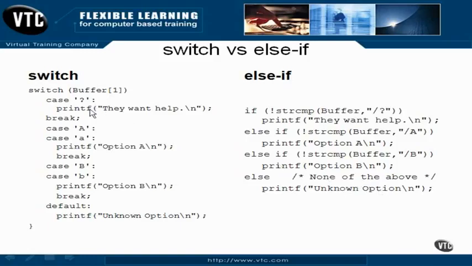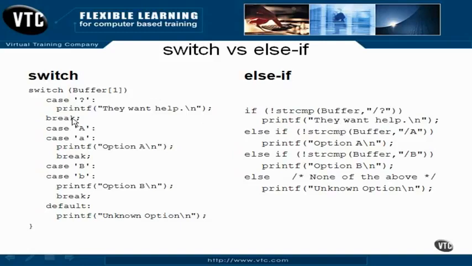Well, here's how we do it in a switch. We switch on buffer sub 1. Remember, buffer sub 0 has this slash in it, and buffer sub 1, the next character over, has this question mark or an A or a B or something we don't know. So we are going to switch on just the one character and skip over the slash. That's how you read this: in case buffer 1 is a question mark, printf, they want help, just like we did here.